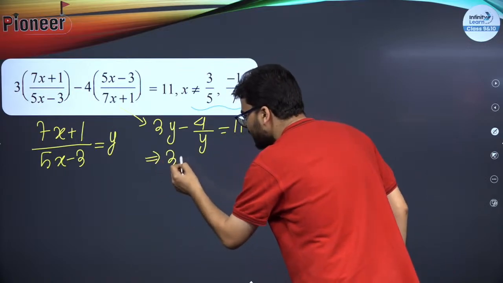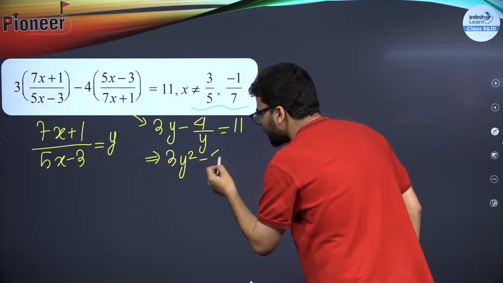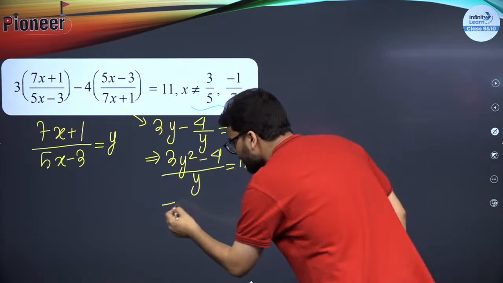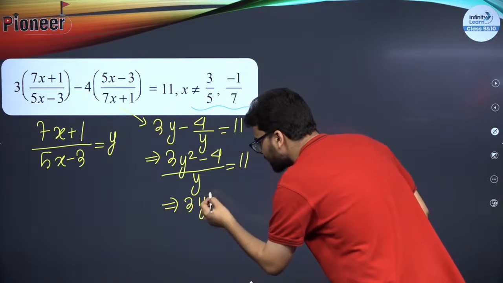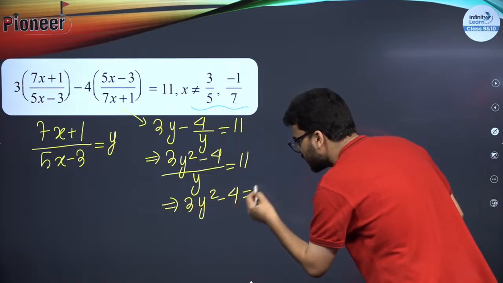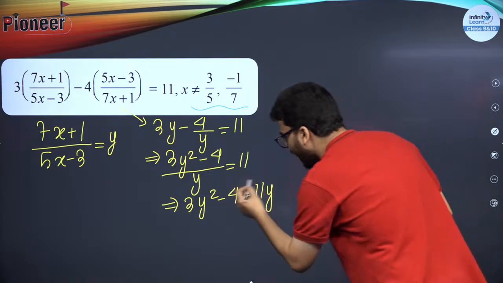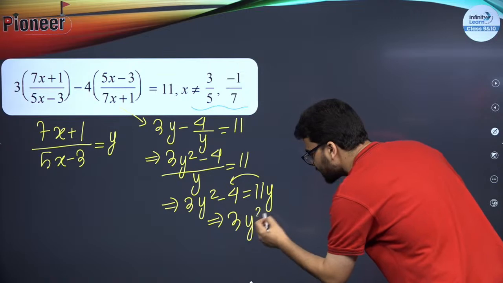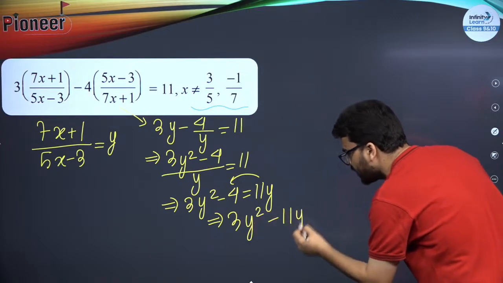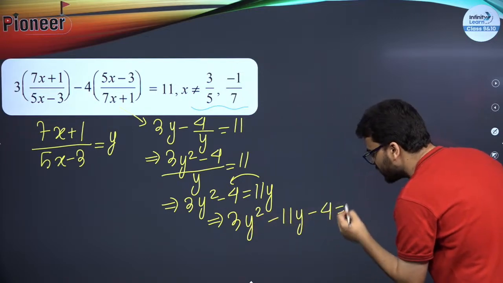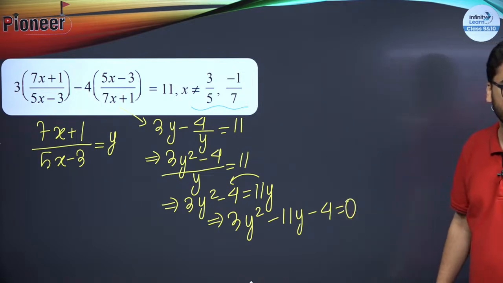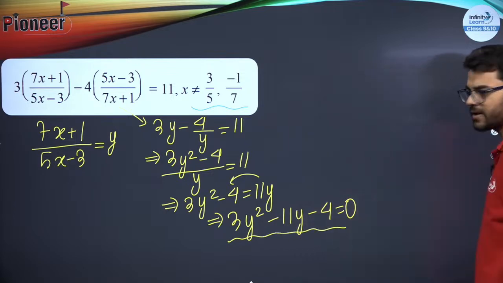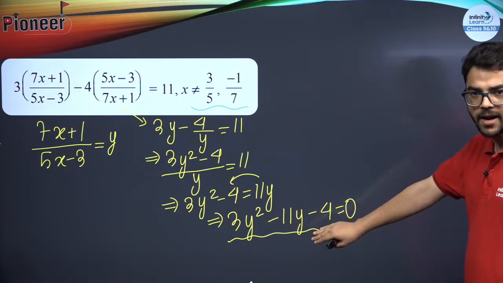If you simplify this, you'll get 3y minus 4 divided by y, and that is equal to 11. Can I cross multiply? So we will get 3y square minus 4, that is equal to 11y over here. Can I take 11y on the other side of the equation? So I will get 3y square minus 11y minus 4, that is equal to 0. Is this clear up till here? Okay, no problem. I'll explain once again. So 3y square minus 11y minus 4 over here, right?